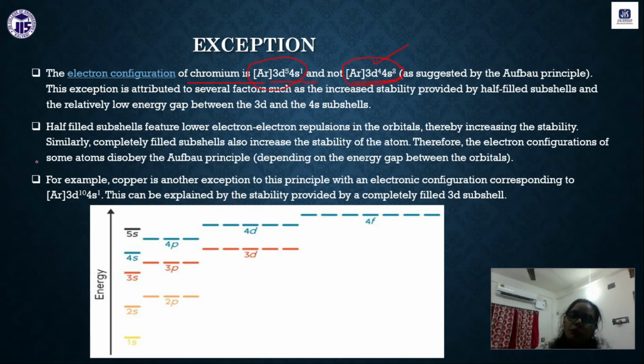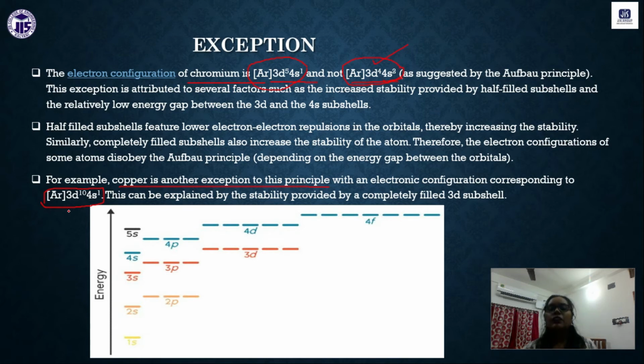Next, one more thing you can see, like for copper. We should have argon 3d9 4s2, but that is not the actual case. Actually we have 3d10 4s1. Why? Because if the orbitals are fully filled or half filled, that is a more stable configuration.